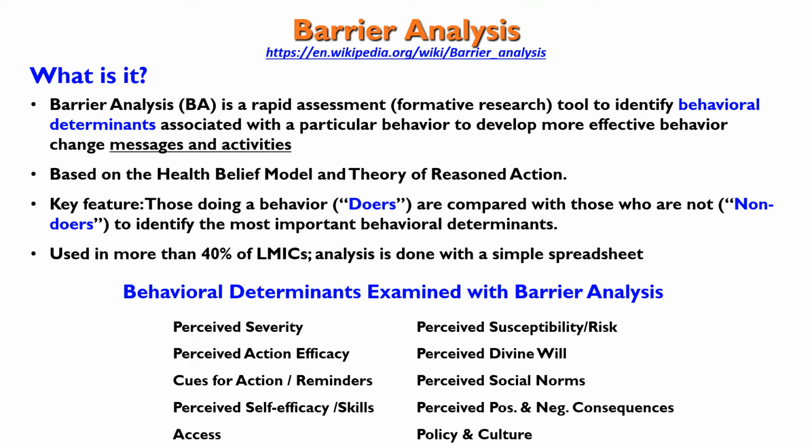types of behaviors. The determinants in the box at the bottom are the usual determinants that are explored in these studies, things like perceived social norms, whether you think that people important to you approve of the behavior, but also perceived severity, whether you think that the problem is serious or not. However, it's flexible, so you can look at other determinants.